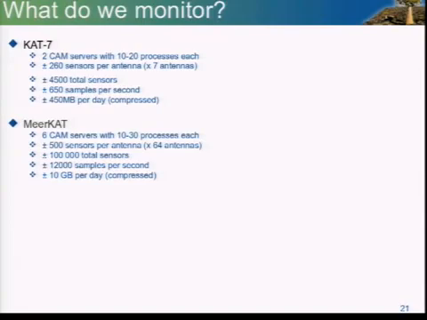So we monitor quite a lot of stuff at the moment. On Cat 7, we've only got 7 dishes, and we monitor about 300 sensors at millisecond rates, and 100 sensors at second rates. Sorry, I think we seem to have a slight disconnect here. So it's approximately 260 sensors per antenna, and altogether 4,500 sensors at about 650 samples per second. That means that adds up to about a little less than 500 megs a day.